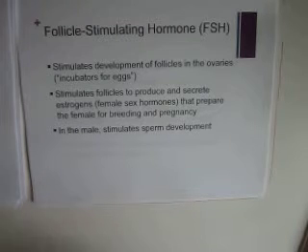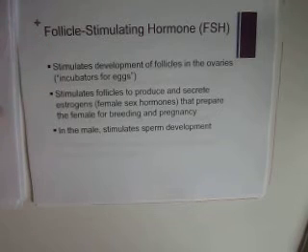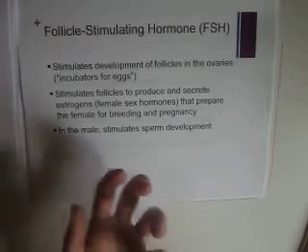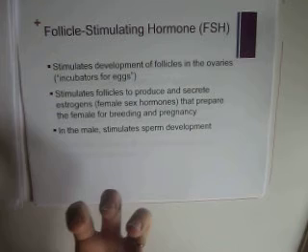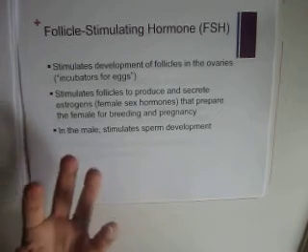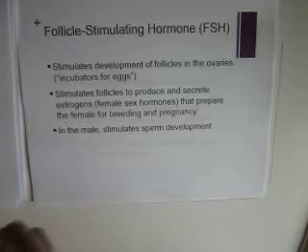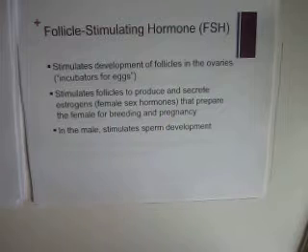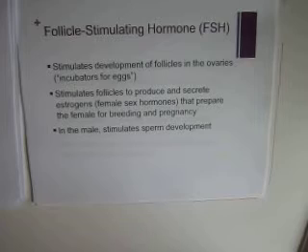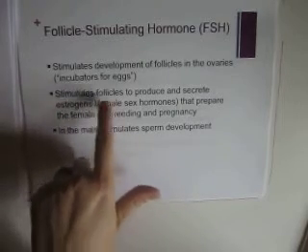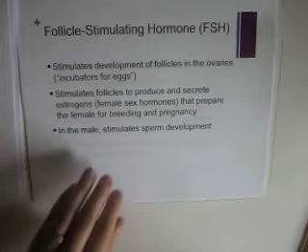Follicle stimulating hormone. It stimulates follicles. Where are follicles? Follicles are in your ovaries. If you've never heard that term before, that is where the egg lives inside the ovary. You have many follicles if you're a female all throughout your life, and as you grow they take turns becoming the one who gets to go out into the world. So they stimulate the follicle growth, and stimulate follicles to produce and secrete estrogens, the female sex hormone that prepares the female for breeding and pregnancy.